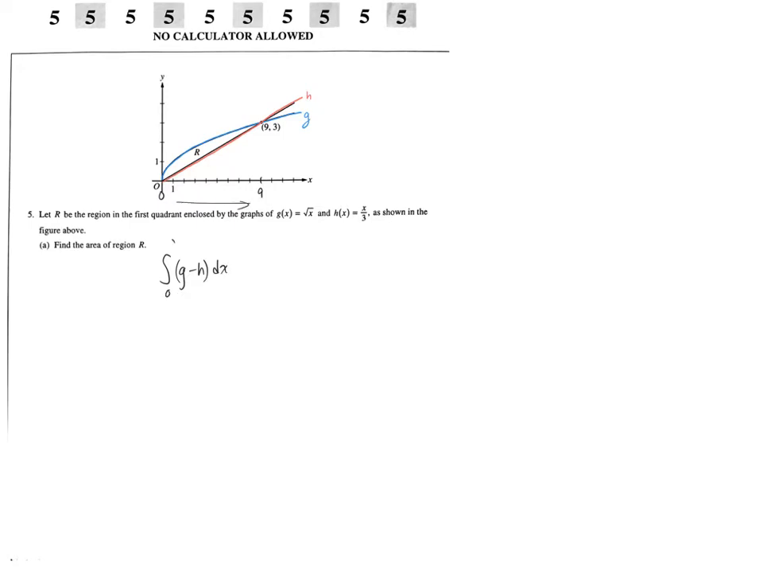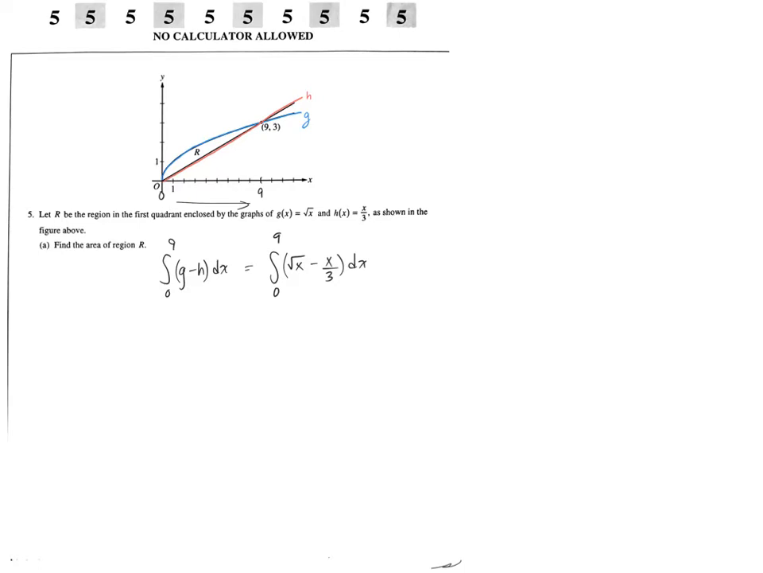from 0 to 9. So I just need to translate that into specific functions: the integral from 0 to 9 of root of x, which is g, minus x over 3, which is h, dx. Sometimes if these are really crazy functions, they might just say write but do not evaluate the integral expression that would give you that area. This one we're going to have to do.